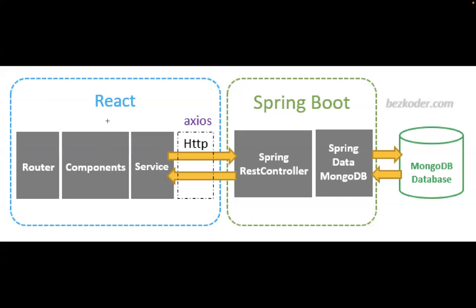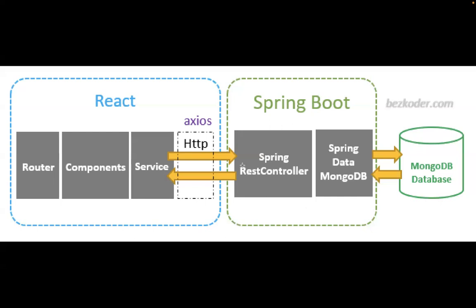And here you can see Axios. Axios means making HTTP requests. So from Axios, we are making HTTP requests. HTTP is Hypertext Transfer Protocol. So we are using HTTP to establish the communication between the front end and the back end. So we need Axios and HTTP.